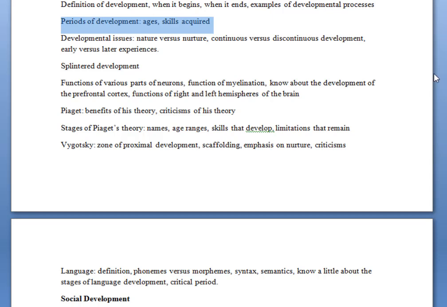One thing that we did mention there is that sometimes there is debate over when a period of development starts and when it finishes. Like, for example, with adolescence, there's not exactly a set time of when you are no longer a child and you are now an adolescent. Some people might say 13, some people might say 12, some people might say younger or older.